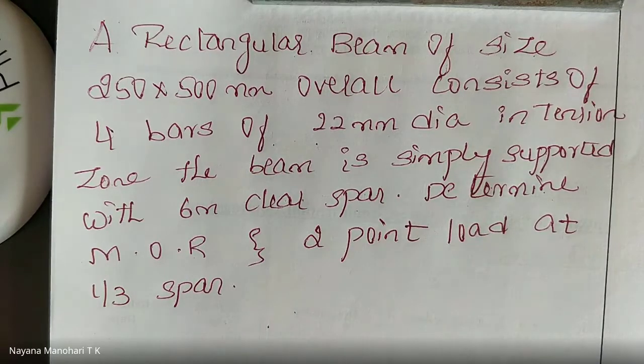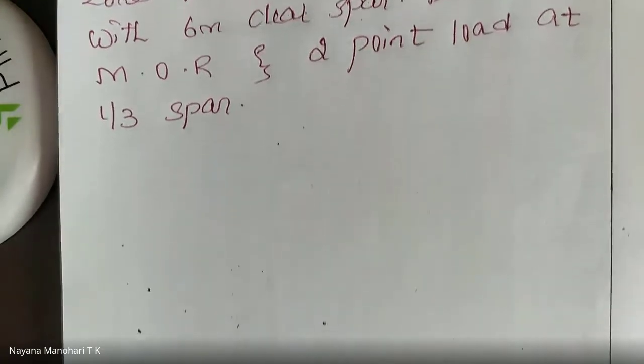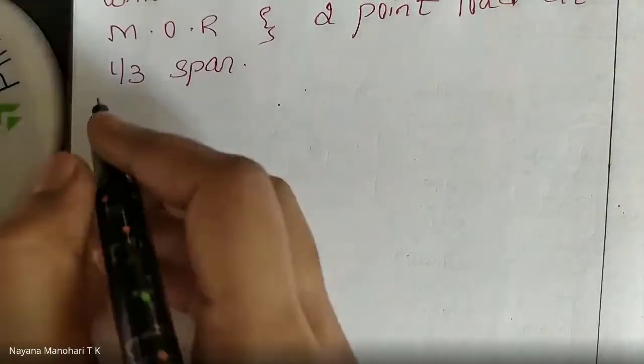First, write down the given data. Step 1. Step 2, calculate XU. Step 3, calculate XU limit. Step 4, compare XU and XU max. Observe which section it is. Then go for moment of resistance equation. Then go for what? Point load calculation. Do it fast and tell me. Step-by-step procedure. Follow it. That's why I've explained you.